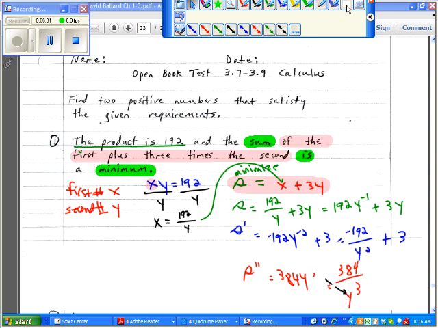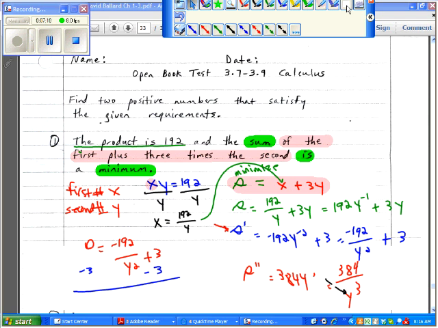What we should have done is said, okay, let's just let the first derivative be 0. So let's just let s prime be 0. If we do that, we would have 0 is equal to negative 192 over y squared plus 3. And then let's solve for that and see what happens. Let's just subtract 3 from both sides.